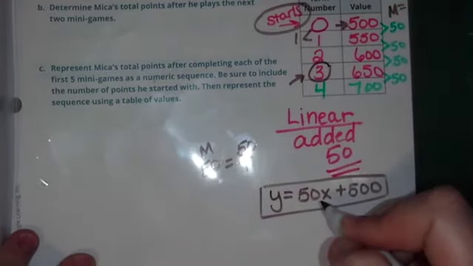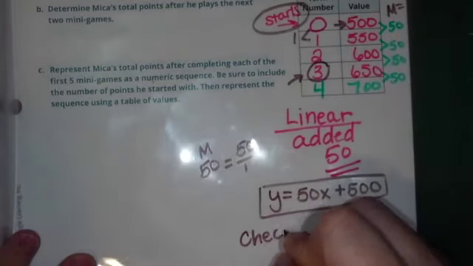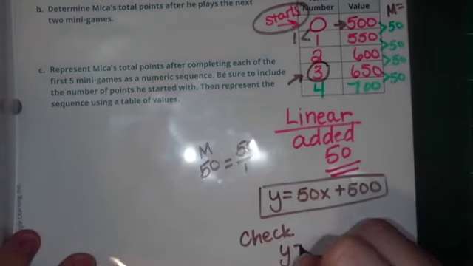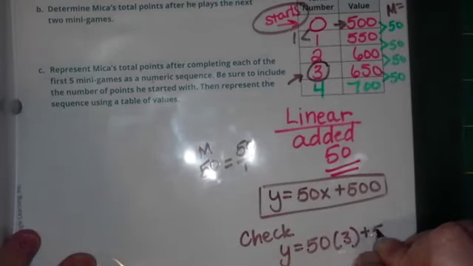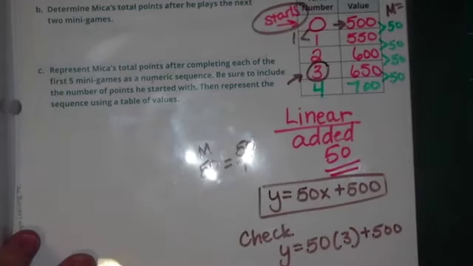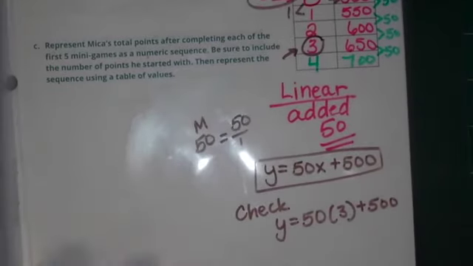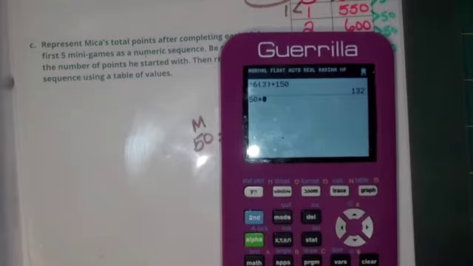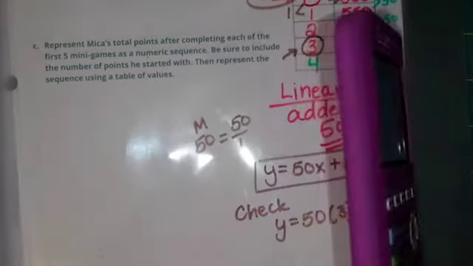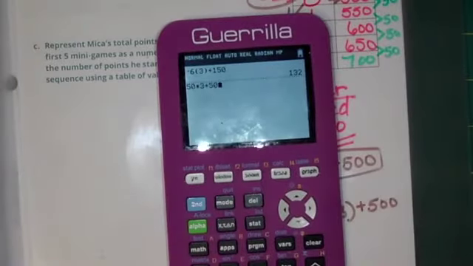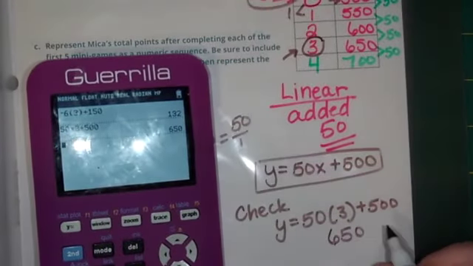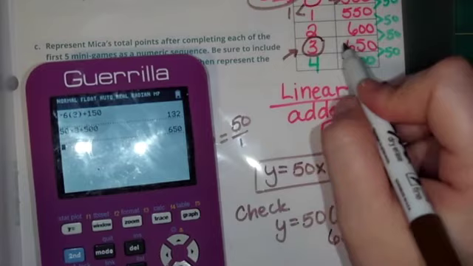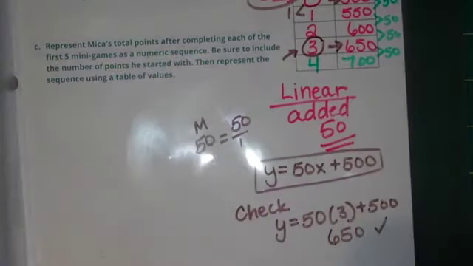So I'm going to do for 3. So I'm going to plug it into my equation. So for my check, I'm going to do y equals 50 times 3 plus 500. So 50 times 3, you can also do it this way, plus 500 is 650, which that is correct.